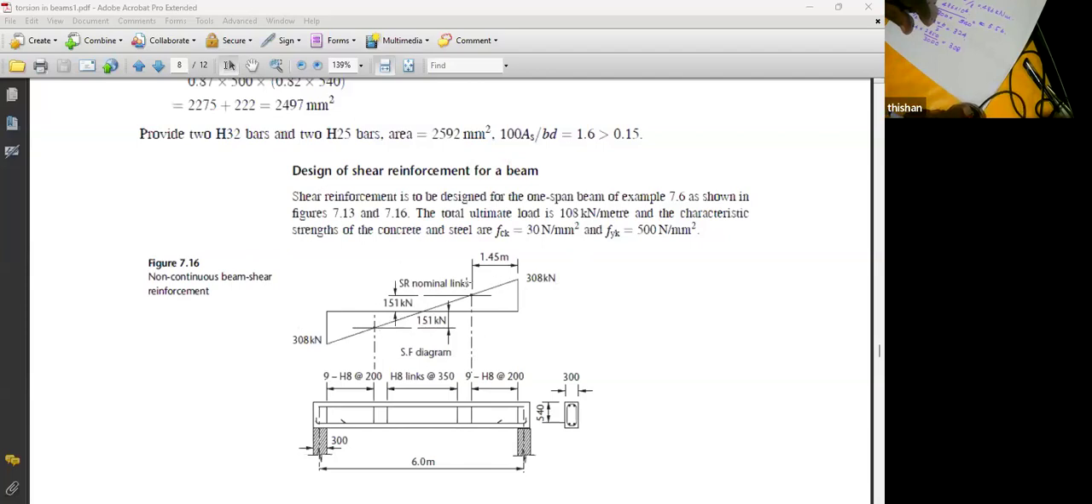And then they are found where the nominal links are needed. So this area nominal links, this area design links. Got it? Is it clear, Bandhu? Yeah, that is clear. So that's what we learned last time. So now we have a beam having shear reinforcement.